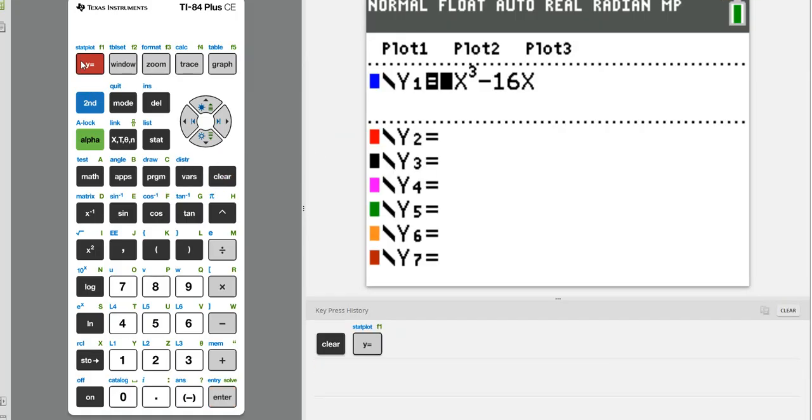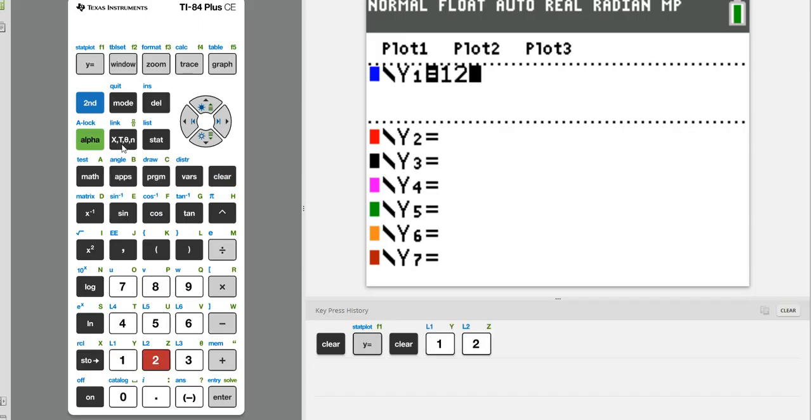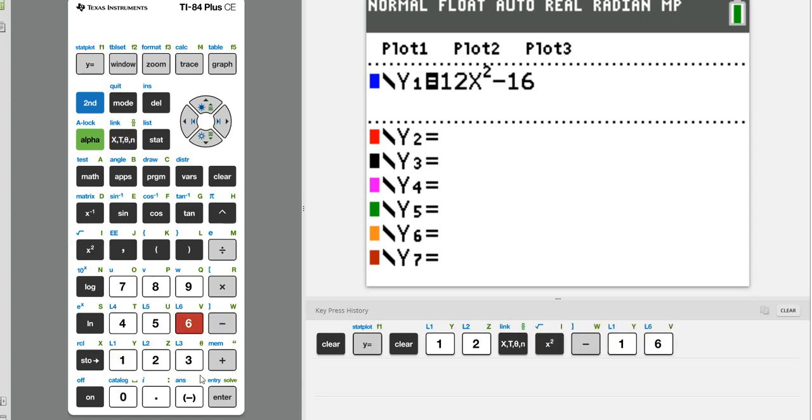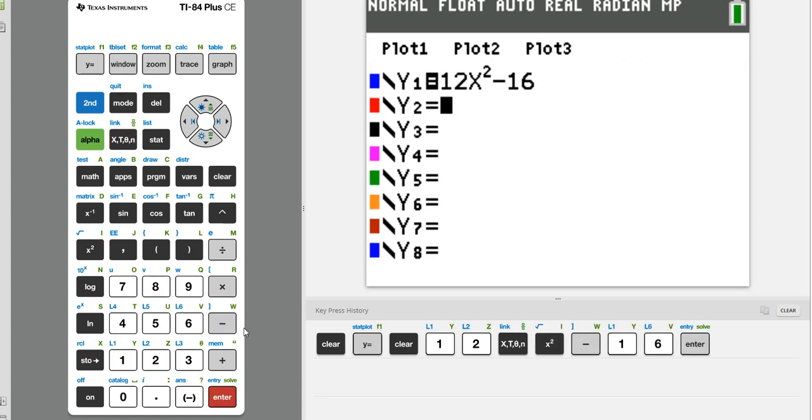I've got to put in the second derivative, right? I don't want to test points for the second derivative in the first derivative function. So I've got to change this now. It's going to be 12x squared minus 16. Now I can do my test points.